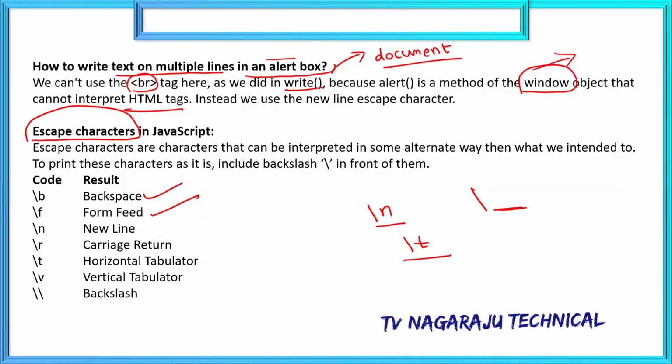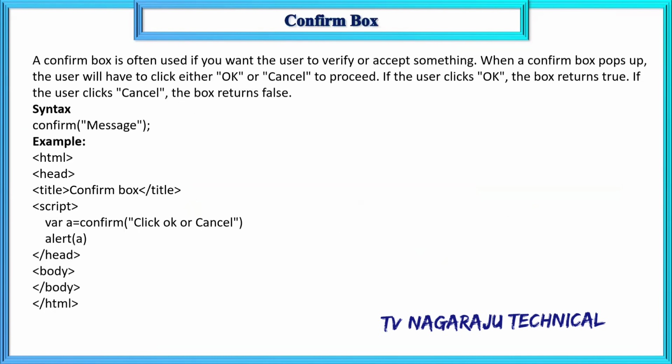Now we are moving into the next one, the confirm box. Remember, in the alert box, some message is displayed. If you click OK, then only you can proceed. But the confirm box is for verification purposes. Here you have two options visible, OK or Cancel.